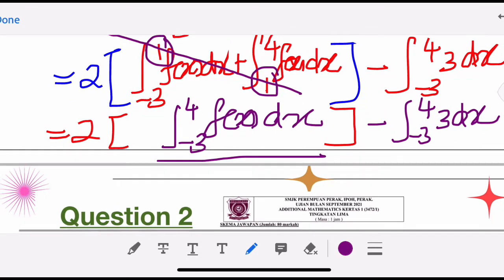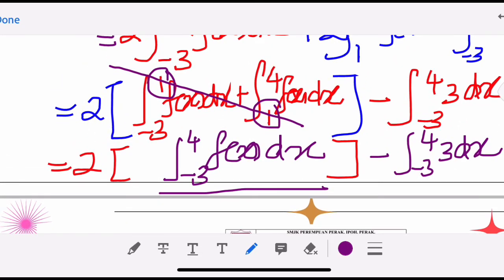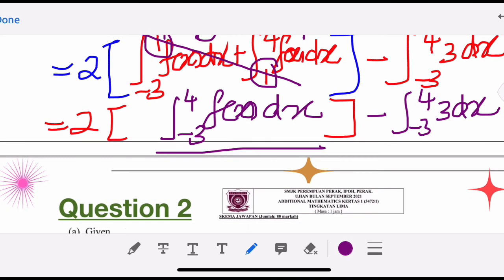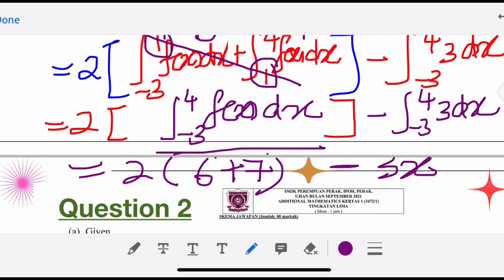So in order to get this value, it is the same, you substitute. This is 6, right? This is 7. So it will be 2 times 6 plus 7. Alright, join the limit. This one, I think majority of you forgot. Right, 2 times 6 plus 7. Or you can write separately 2 times 6 plus 2 times 7. Then this one you need to integrate from negative 3 to 4. Make sure there is an x here.